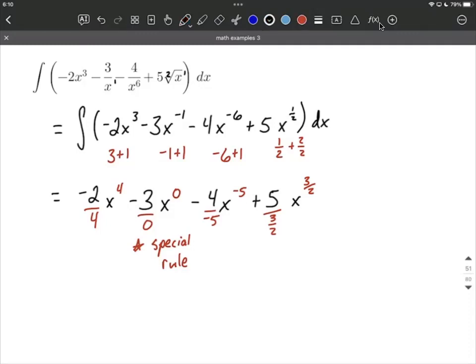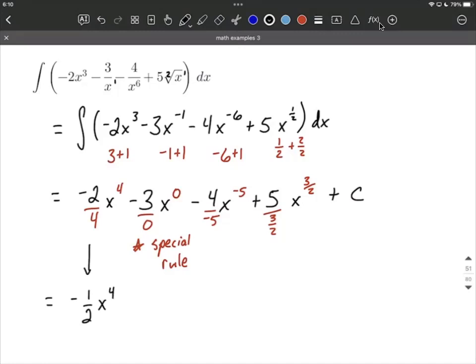To finish this line up, let's go ahead and put a plus c at the end because we did take the antiderivative of an indefinite integral. All right, next up, moving on down here, this term, we're going to clean it up a little bit. Negative 2 over 4 can be negative 1 over 2, x to the 4th power.